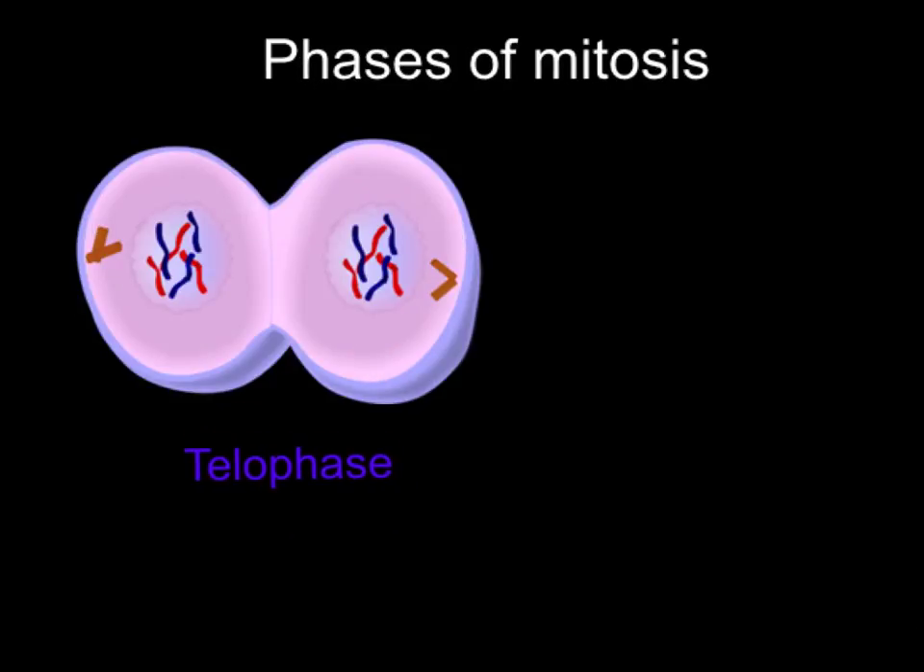The last phase is telophase. In telophase, the nuclear envelope forms around both of these. The chromatin starts forming, the nucleoli appear, and the cells get much larger. As we can see, mitosis has occurred since the nucleus has divided in two.